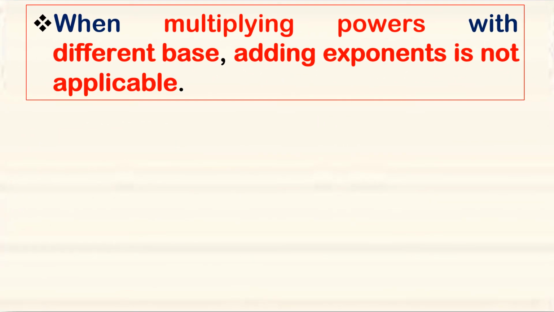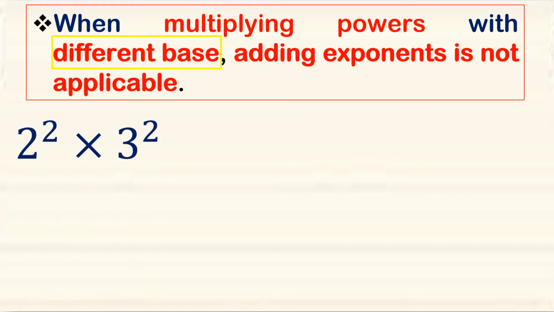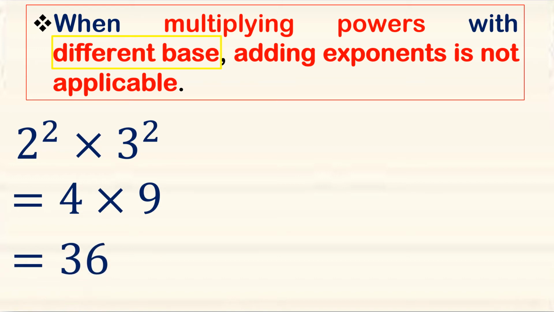Take note that when multiplying powers with different bases, adding exponents is not applicable, okay? Take note of that. So with different bases, what shall we do? Take 2 squared times 3 squared. In here, we are going to write it as a whole number and multiply it as a whole number. So 2 squared is equal to 4, 3 squared is equal to 9, so 4 times 9 is equal to 36.